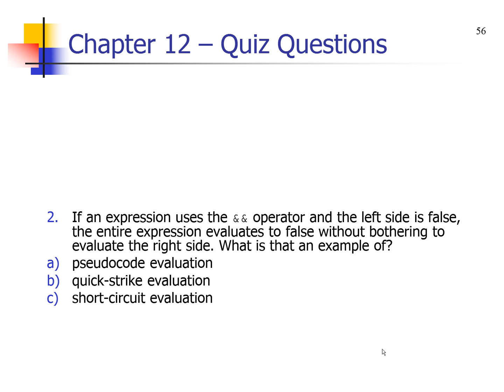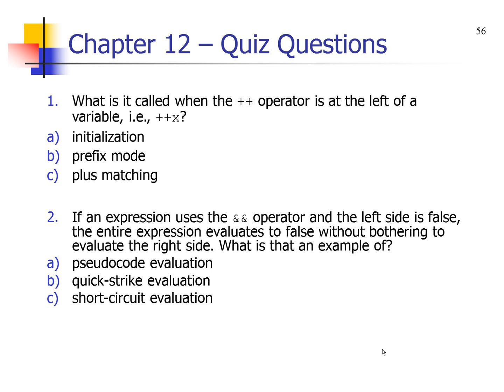Where's question 1? Oh, for some reason it's on the next slide. Okay, let's do question 2 first. If an expression uses the double AND operator and the left side is false, so again, we're using shortcut evaluation. The left side is false, so the entire expression evaluates to false without bothering to evaluate the right side. Which is this an example of? Shortcut evaluation. We talked about that. Remember, if you want to evaluate both sides, you can still use the single ampersand.